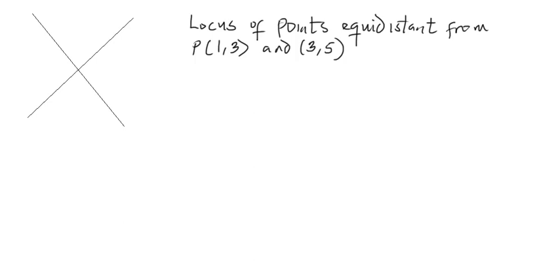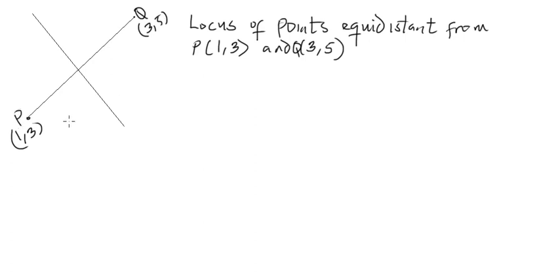This question is asking us to find the locus of a point that is equidistant from (1, 3) and (3, 5). So let's get our points (1, 3) and (3, 5). Say this is point P, we have (1, 3). Good. And this is point Q, which is (3, 5).